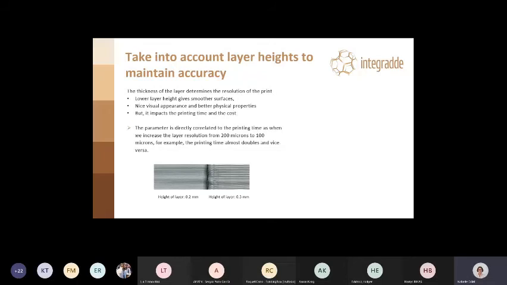It will give you a nice visual appearance and better physical properties, but of course, it impacts the printing time and the costs. The parameter is directly correlated to the printing time. When we increase the layer resolution from 200 microns to 100 microns, for example, the printing time almost doubles, and vice versa. So it's a point to consider depending on the final application of the product.